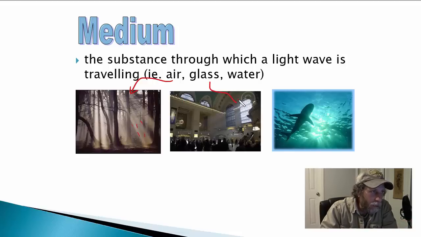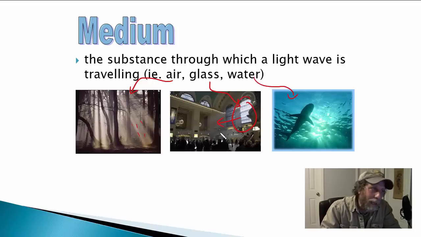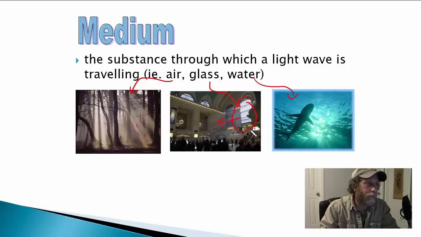Light can travel through glass, which is another medium. And here you can see some windows, and the light is coming through. And once again, you can see some rays because of the particulate matter in this building here. And light can travel through water. Now, of course, the different media will affect how light travels through it, the speed, the direction. We'll talk about that later. Okay, so light can travel through various media. That's the plural of medium.